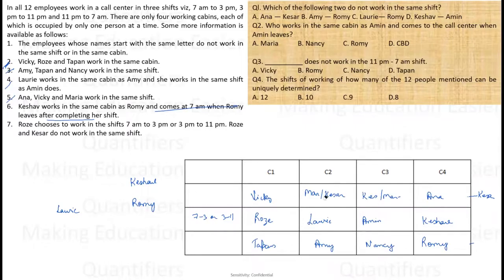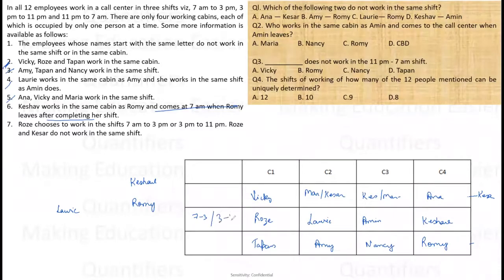Nothing else is given to sort Maria and Kesar. Also, do not get confused that how are we sure that they are given C1, C2, C3, and C4? Why are they not there in C1? Why are they not there in C2? Because nothing about the cabin number is given. We are just told that they are in the same cabin. They can all together go to any other place. It will not matter. And this also makes sense that our questions are not based upon the cabin number also, right? Okay. Now, I am left. I will have to work upon the shift. It says that Keshav works in the same cabin as Rumi and comes at 7 a.m. So Keshav comes at 7 a.m. So this is Keshav. Okay.